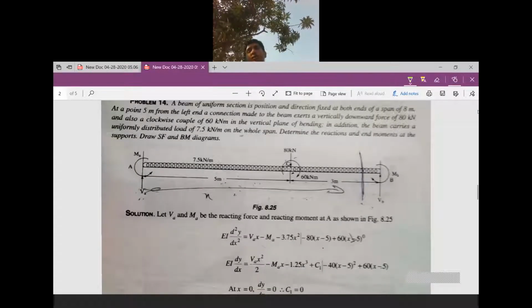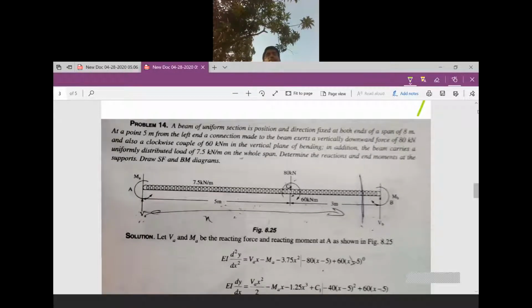See here, he has given another problem with a fixed beam with a UDL throughout the beam. He has given a point load as well, and an external couple, an external moment, is also given. So in this one he has given an external moment.